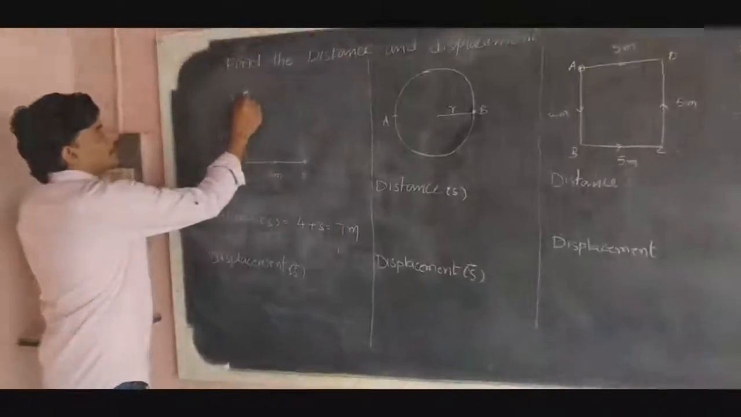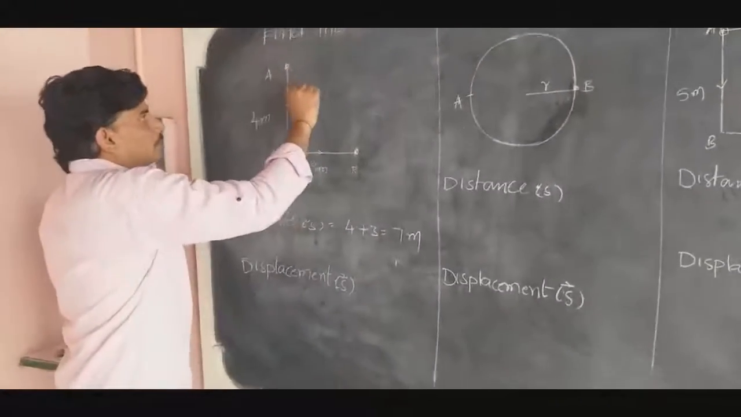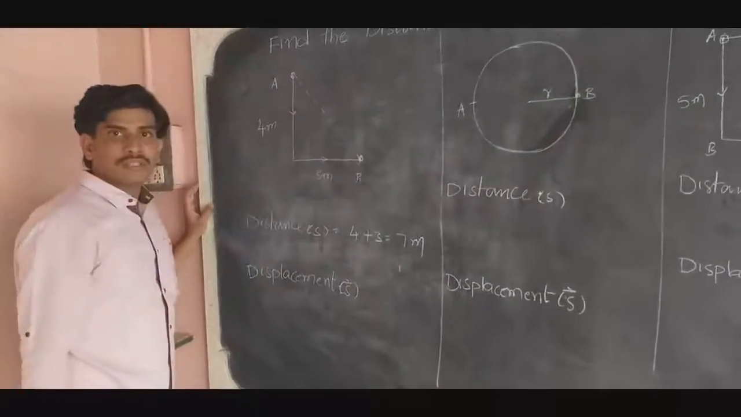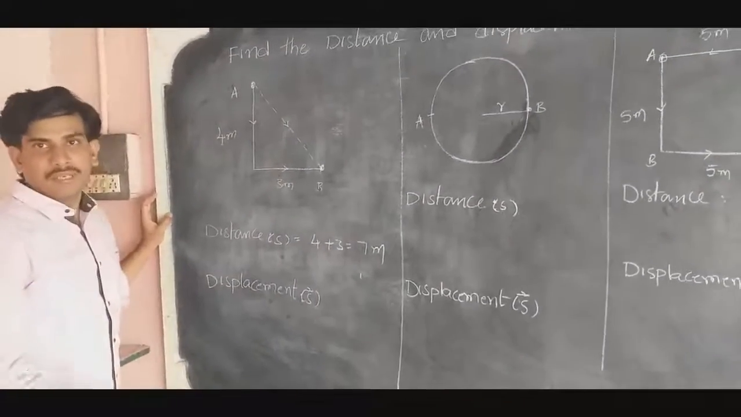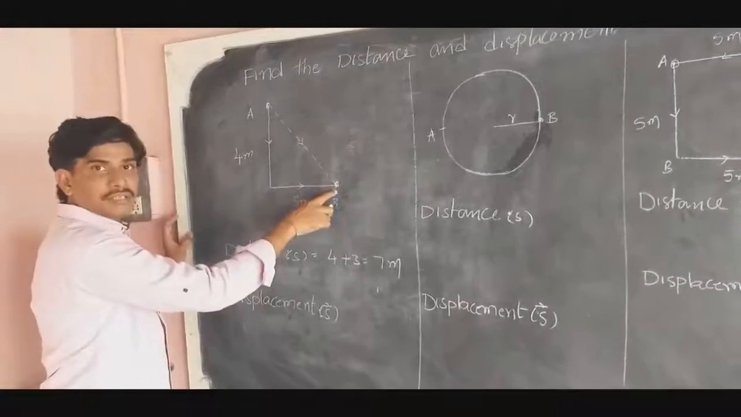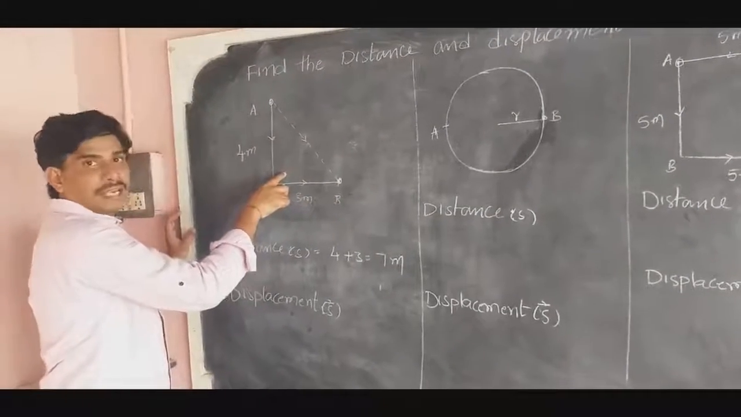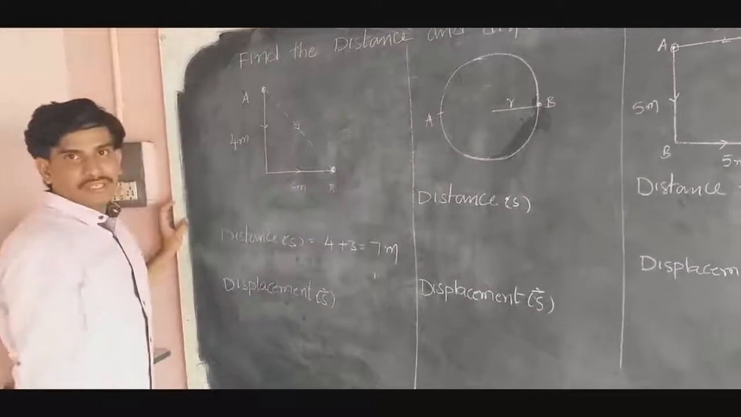So what is the initial here? A is the initial. What is the final? B. So what is the shortest path? This is the shortest path. So there is a particular direction also. And what is the shortest distance in this case? It's like a right angle triangle, isn't it? That's why the shortest distance is like the hypotenuse here.